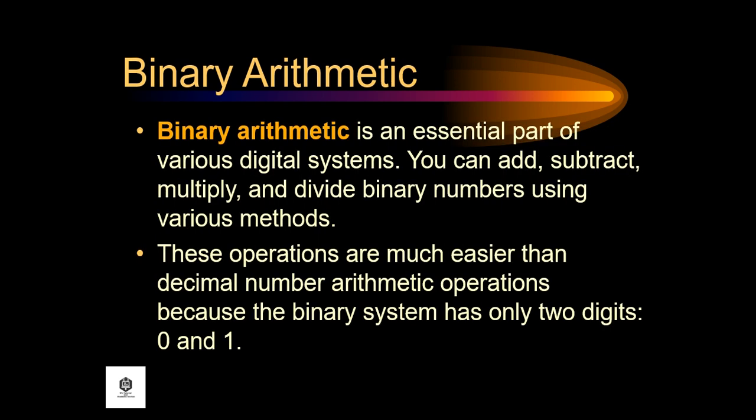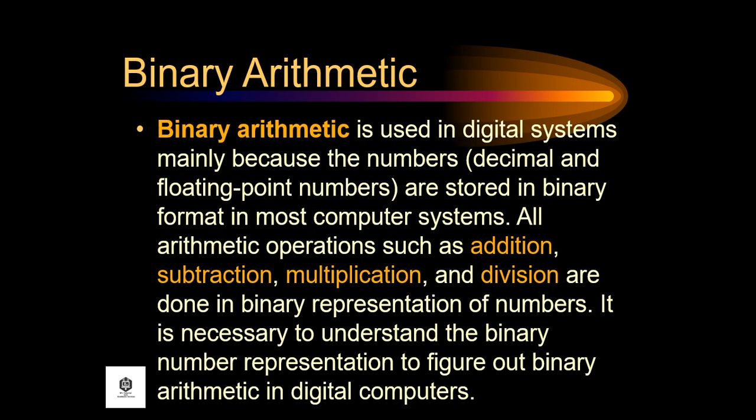Binary arithmetic is an essential part of various digital systems. You can add, subtract, multiply, and divide binary numbers using various methods. These operations are much easier than decimal number arithmetic operations because the binary system has only two digits, 0 and 1. Binary arithmetic is used in digital systems mainly because the numbers, decimal and floating point numbers, are stored in binary format in most computer systems.